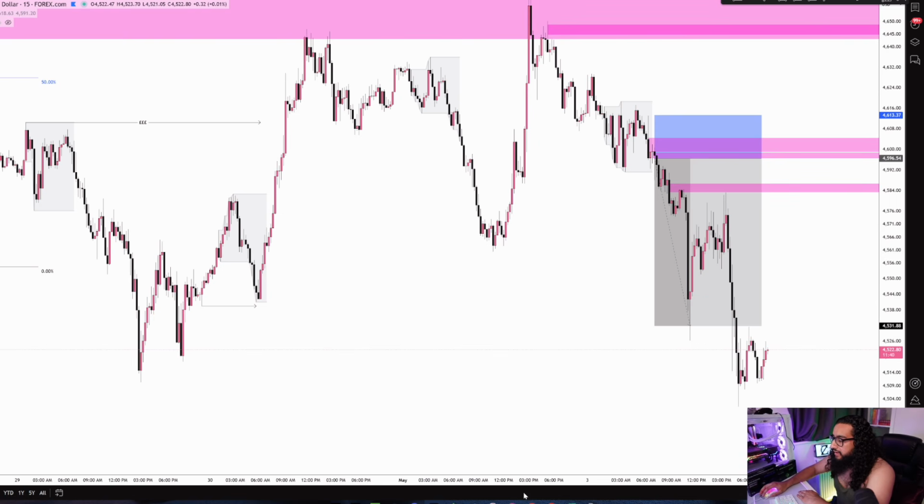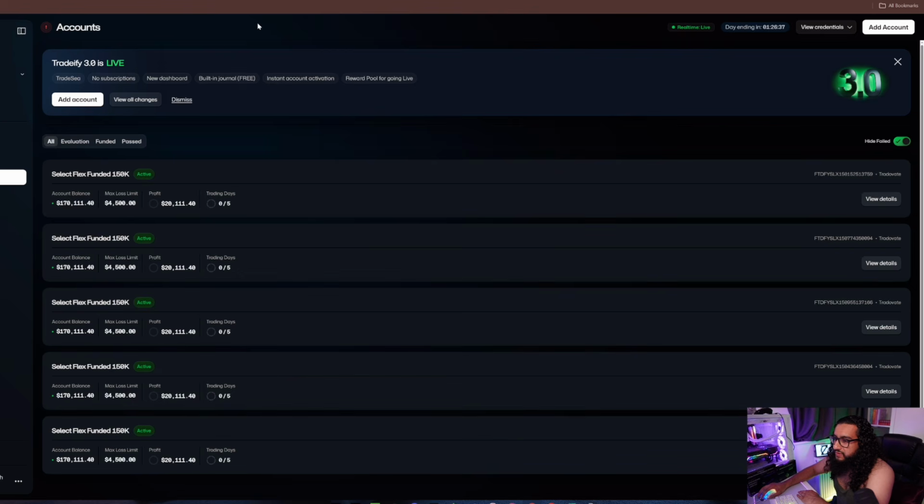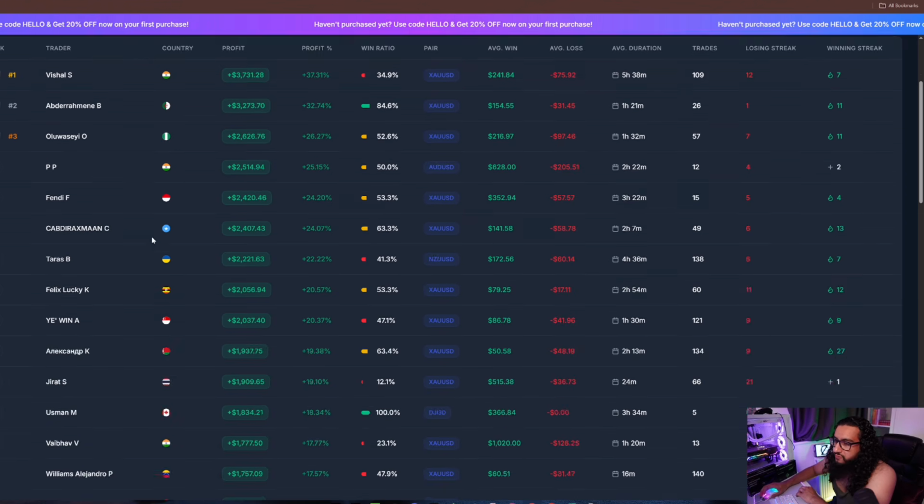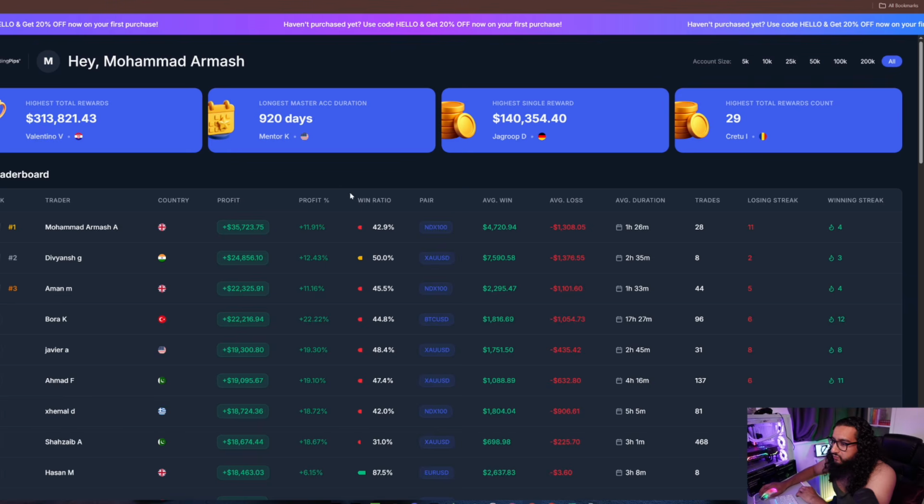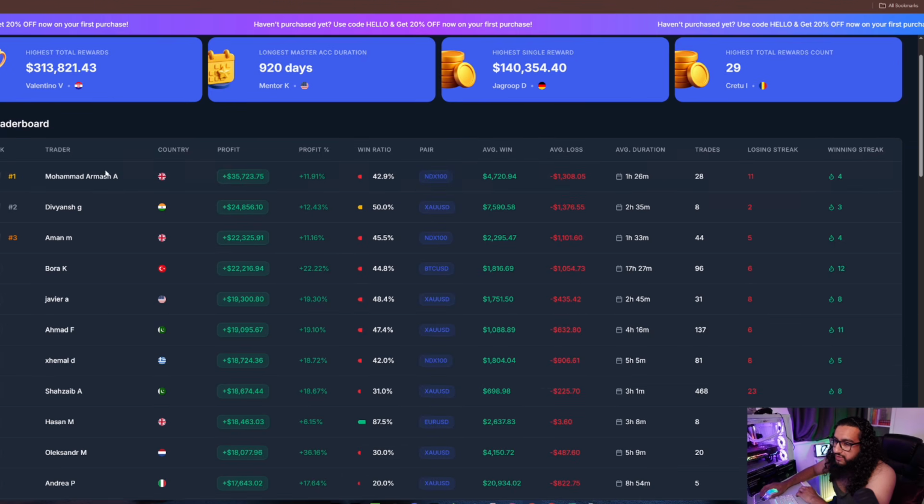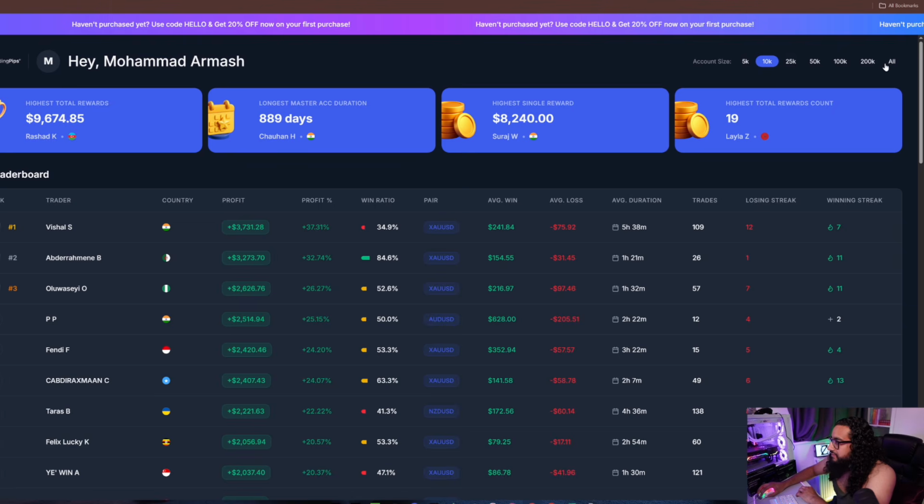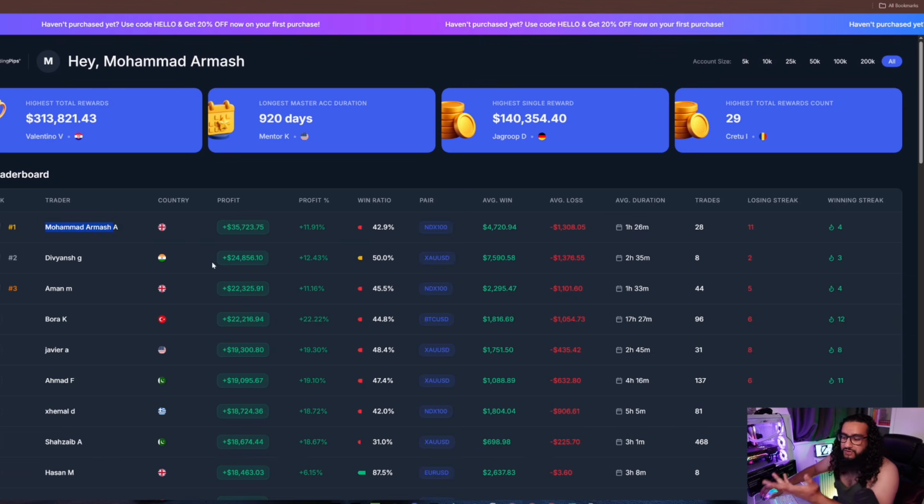Let me actually have a look at that right now. If I go over here on my Funding Pips account, if you go over to the Funding Pips leaderboard, I'll click all people on all account sizes, and look, there I am, #1 right there, $35,000. And if I go onto my accounts right here, you can see my master account up $35,000. So yeah, same person, it's me right there, #1 on the Funding Pips leaderboard.